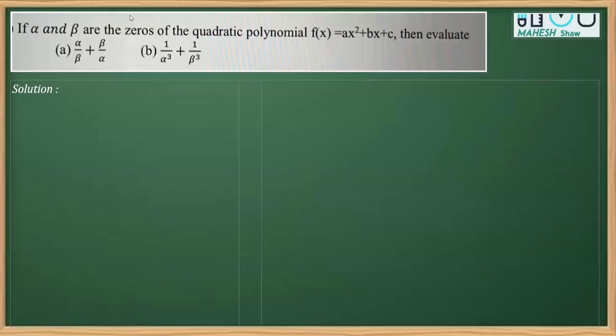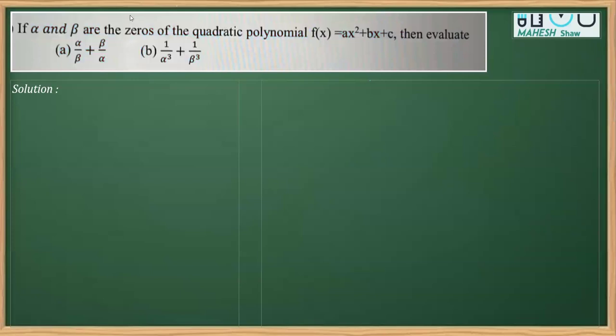This question is from the chapter Polynomials. It says if alpha and beta are the zeros of a quadratic polynomial ax square plus bx plus c, we need to evaluate alpha over beta plus beta over alpha. And in the next part, 1 over alpha cube plus 1 over beta cube.